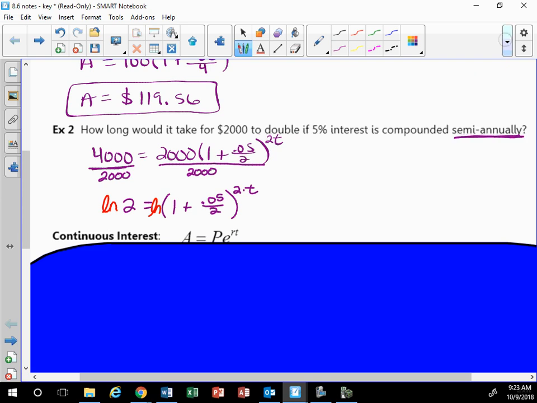From there, the left side is just natural log of 2. Then on the right side, you're going to have 2t, that exponent comes in front, times the natural log of 1 plus 0.05 over 2.